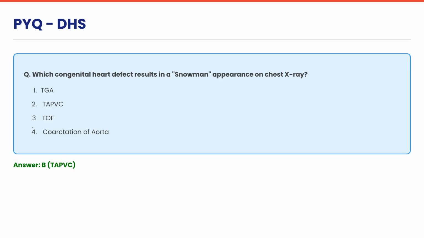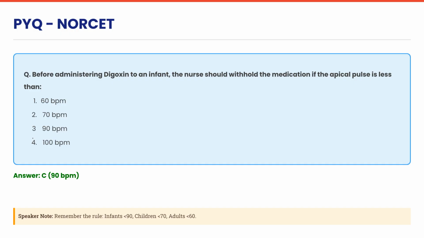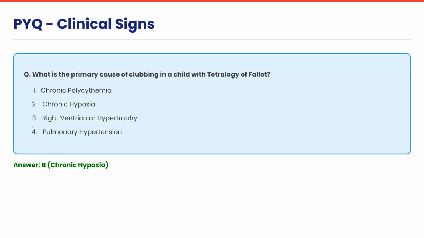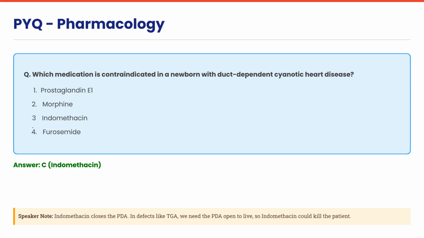The congenital heart defect that results in a snowman appearance on chest X-ray is total anomalous pulmonary venous connection, or TAPVC. Before administering digoxin to an infant, the medication should be withheld if the apical pulse is less than 90 beats per minute. The primary cause of clubbing in a child with tetralogy of Fallot is chronic hypoxia.